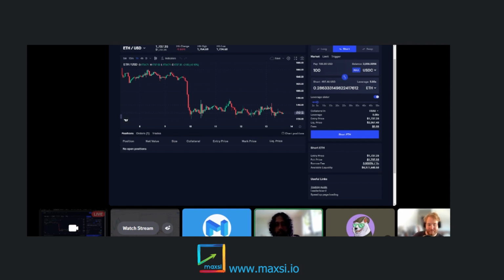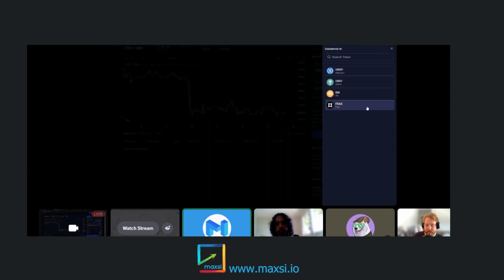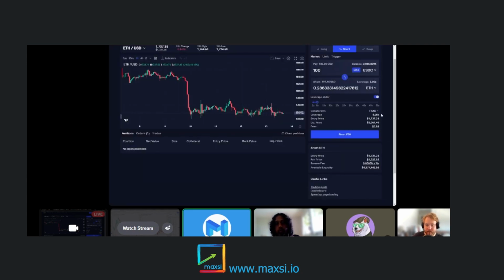Yeah. So you changed the collateral to Frax. Now, does that change your short amount, like 497? I didn't understand where that came from. The fees? So the $100. Where does that fee come from?